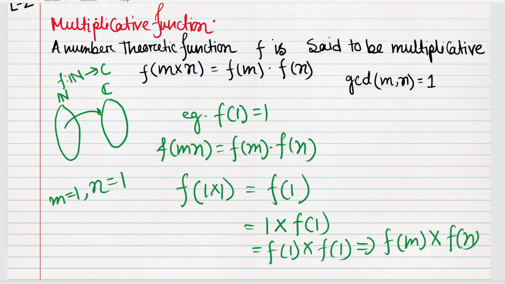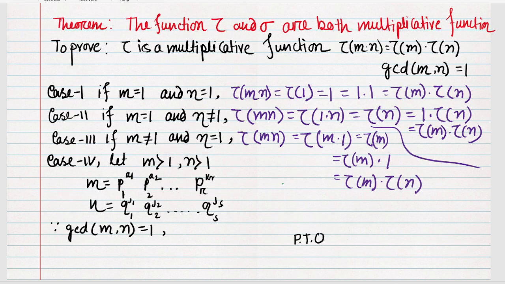So if we look at our next slide, there is a theorem about the functions tau and sigma. What was tau? Tau was the number of positive divisors of an integer n, and sigma was the sum of the positive divisors of the integer n. In this theorem the statement is that the functions tau and sigma are both multiplicative. We have to prove that sigma and tau are both multiplicative functions. Initially we prove that tau is a multiplicative function. That means we have to show that tau of mn equals tau of m into tau of n.